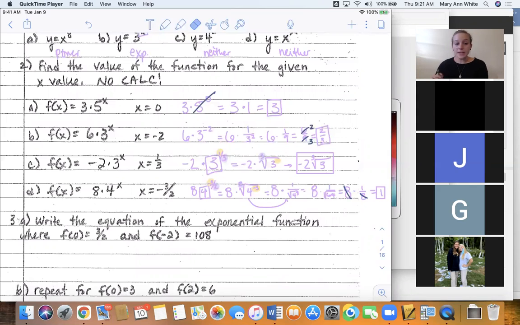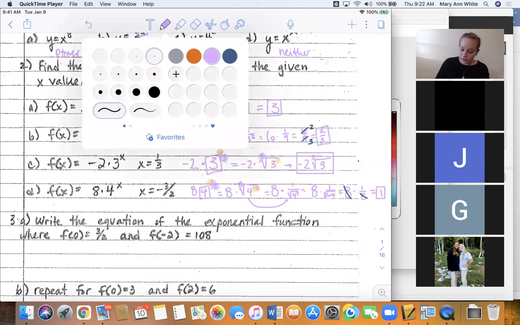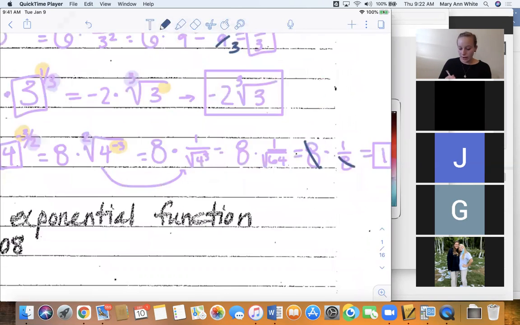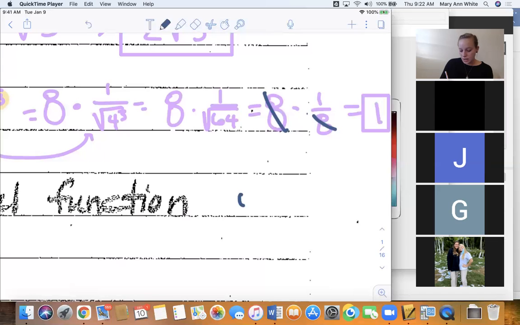Okay, the next problem is saying write the equation of an exponential function where, and then it gives us two sets of points. f of 0 is 3/2, and then f of -2 is 1/08. We've done this with lines, with polynomials, with quadratics. Now we're doing it with exponentials. What I need to give you first, though, is the general way we write an exponential function. So generally, we write it as y equals a times b raised to the x.